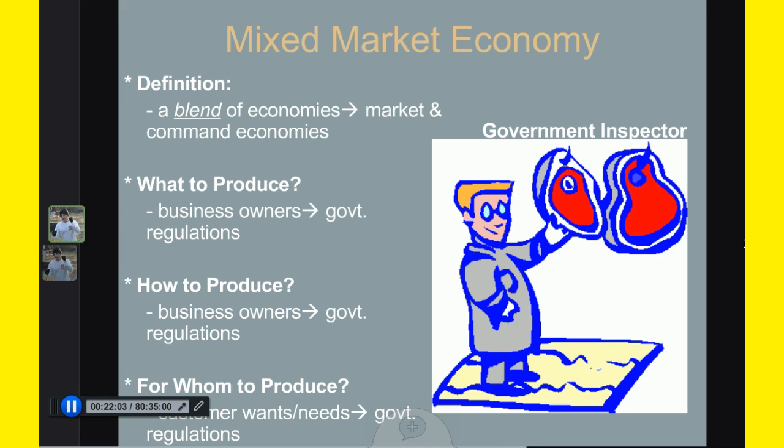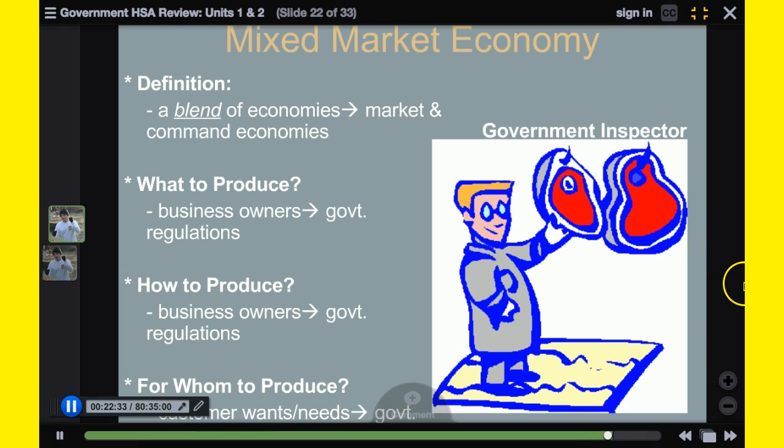However, government does regulate for whom to produce. Because if you think about it, many customers might want to purchase alcohol or cigarettes, but the government says, wait a minute, you've got to be 18 to purchase cigarettes, you have to be 21 to purchase alcohol. Even though the customer might want to purchase those products, the government has its regulations, its rules that prevent people from doing whatever they want in order to protect us.